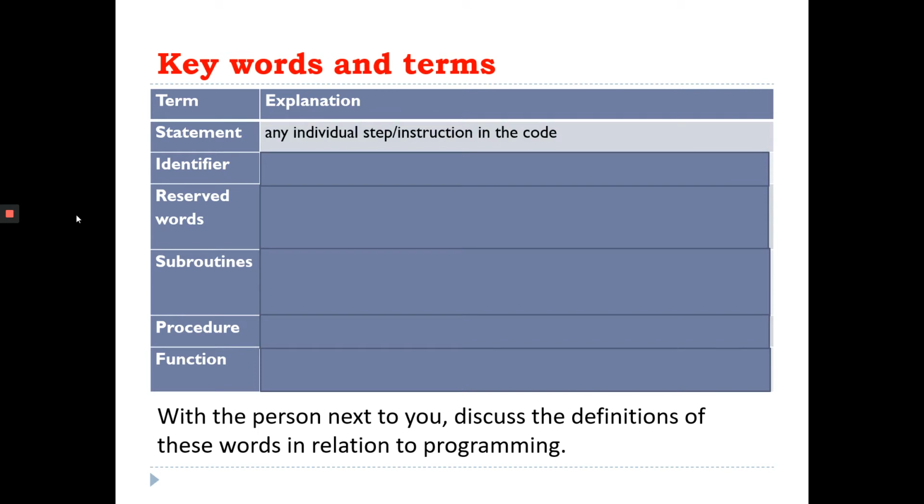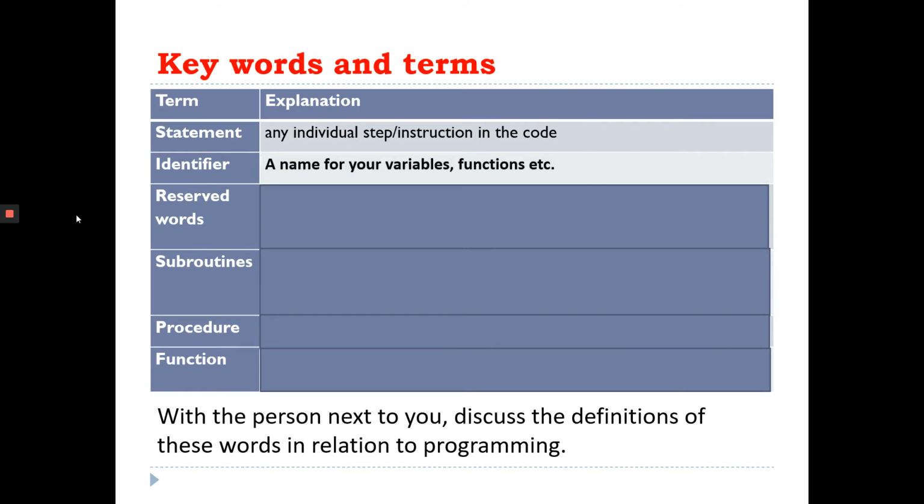Okay, so a statement isn't a line of code. That is a common misconception. It is actually any individual step or instruction in the code. Depending on how you lay out your code, you could have multiple statements in a line. Next, an identifier is a name for your variables, functions, etc. So just as you are identified with your first and surname, your variables and functions will be identified using an identifier. Essentially, it's another word for name.